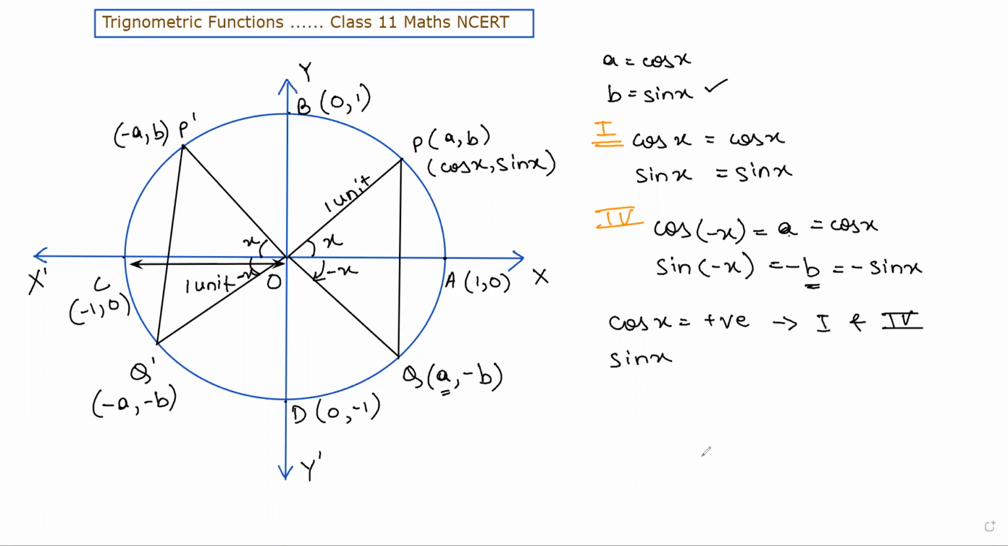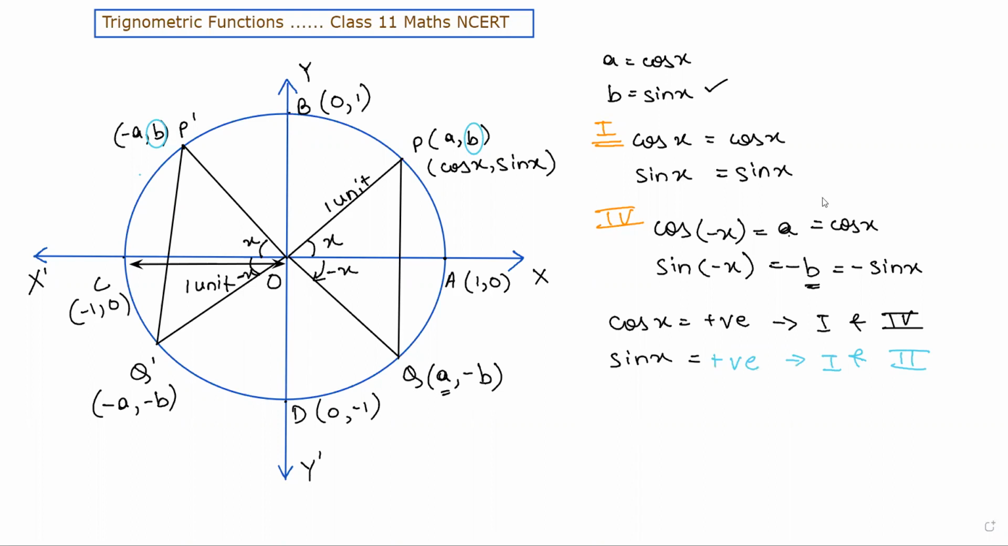What happens over here? If you can see, this value b, which is sin x, is positive in the first and second quadrants, which means your sin x is positive in the first and second quadrants.